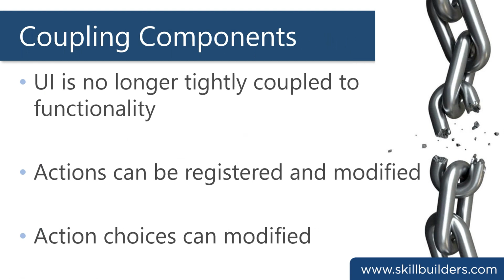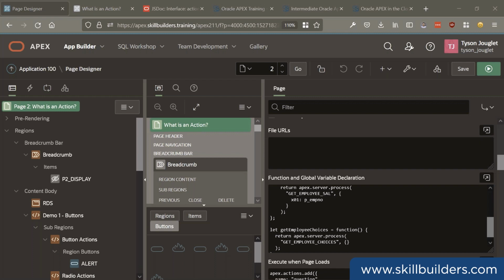So the UI now is no longer tightly coupled to functionality. In fact, it's the action that performs the behavior. So it's easy for us to move around the user interface, add buttons, remove buttons, and we can invoke these actions as needed by our different controls. Oops, we went warp speed.